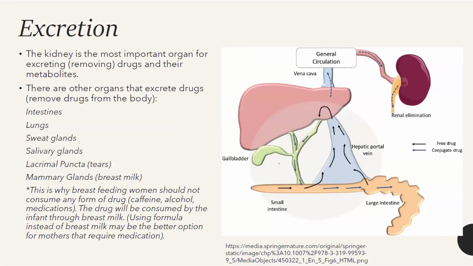Now, excretion. What's happening here? The kidney is the most important organ for excretion or for the removal of drugs and their metabolites. There are other organs that participate in this. We already saw the skin being an organ, your sweat glands, your salivary glands in your mouth, the lungs, the intestines, lacrimal puncta, your tear ducts. So these are all important variables.